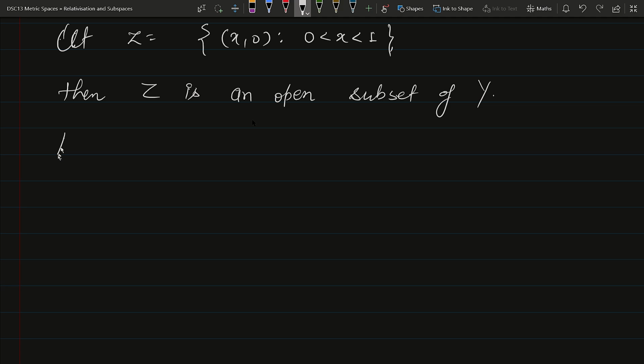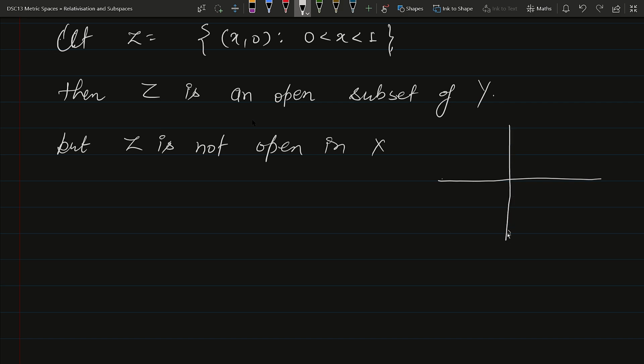But Z is not open in X. Here you can see, if I talk about the real line, and we have this one also, this for us is R square. Now Y is R square, we are talking about R square, and suppose this is our given Y.